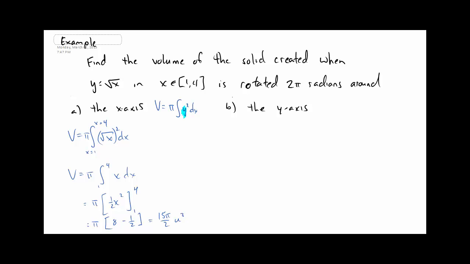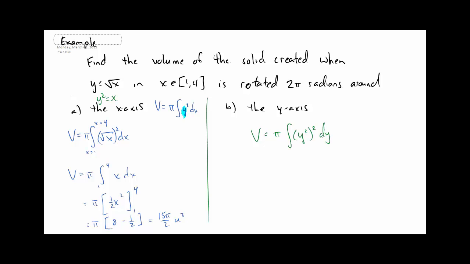So part B, now we revolve around the y-axis. Well, there's a couple things we have to change. We have to rewrite our function. Volume equals pi times the integral of, okay, so if y equals square root of x, x is equal to y squared. So y squared squared dy.